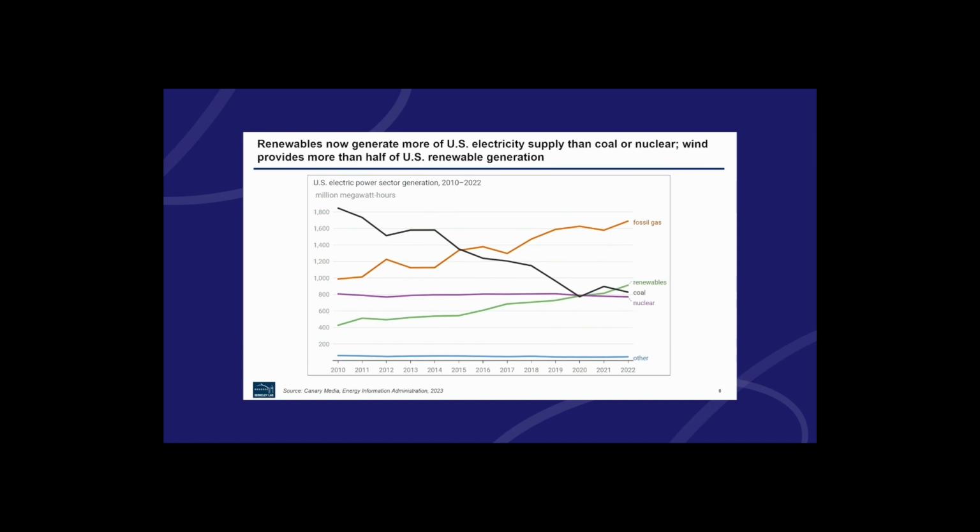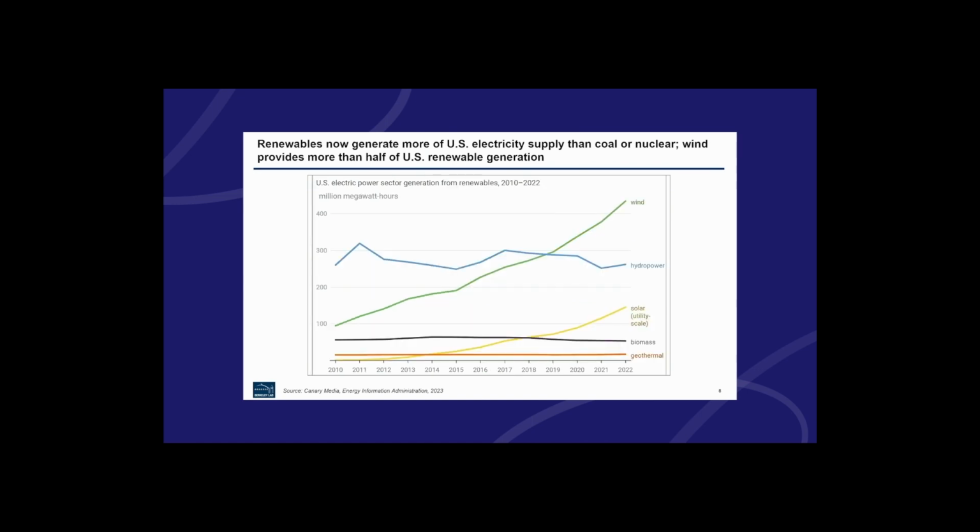The other thing I want to emphasize is that renewables are on a really strong growth trajectory. You can see that here in the green line. So is fossil gas. So, that's something we need to think about and eventually really address. But the good news is we see coal on a precipitous decline. And for the first year in 2022, renewables actually generated more electricity than coal and nuclear.